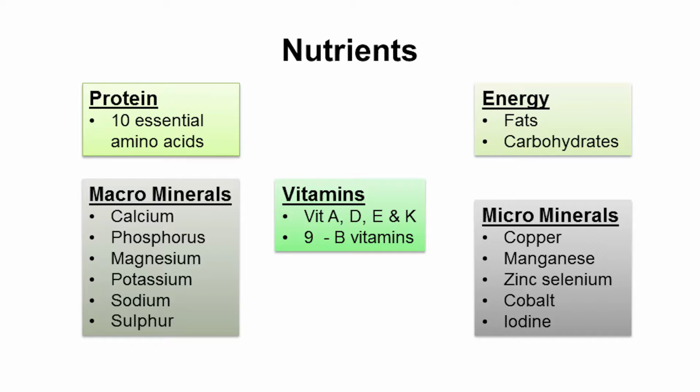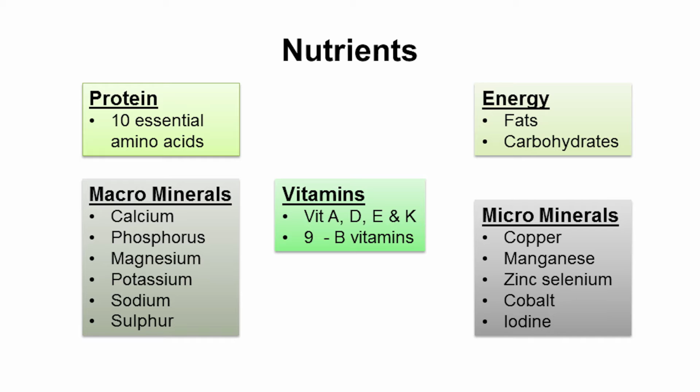Sheep can obtain nutrients from a wide variety of feedstuffs, and that's what makes them a very interesting species to work with. Nutrients can be classified into 5 major groups. Within each category of nutrients, there are a multitude of individual nutrients as shown on this slide.